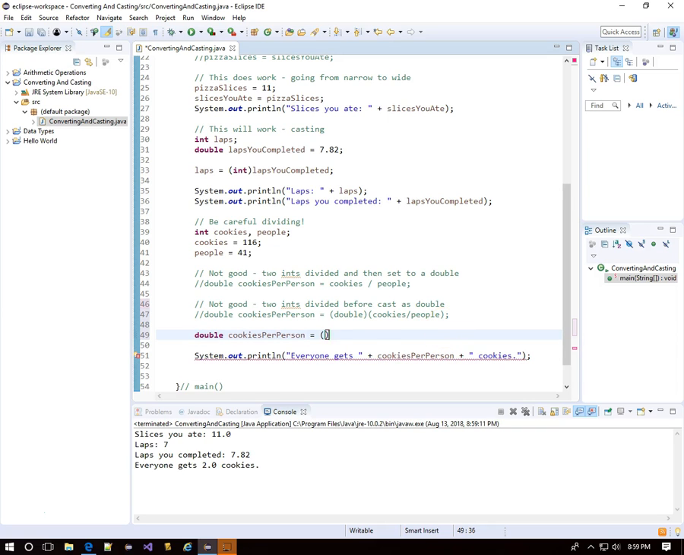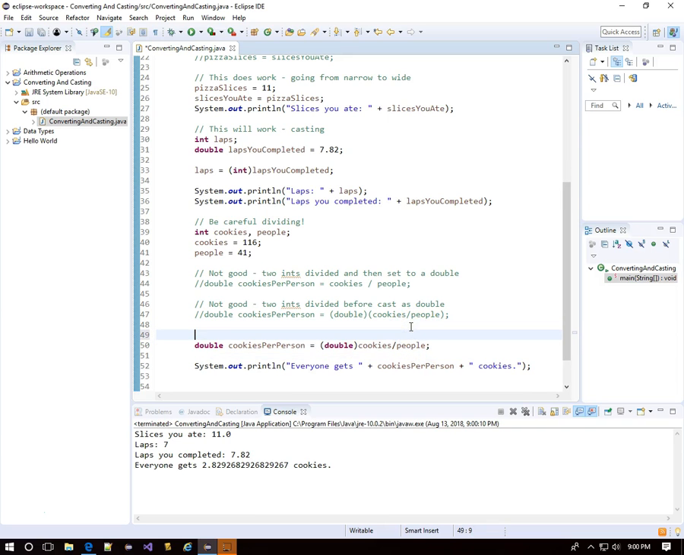So let's try casting one of those operands before we divide. We'll cast cookies as a double and then divide it by people. There we go, because that casting does happen before the division. Now, one of the operands is a double, and that means we can get a double answer. It doesn't matter if you cast cookies as a double or people as a double. In fact, you could cast them both, although that's not really necessary because you just need one of them as a double in order to get a double answer. And now, people can get more than 2 cookies. They get that extra 0.829, etc.